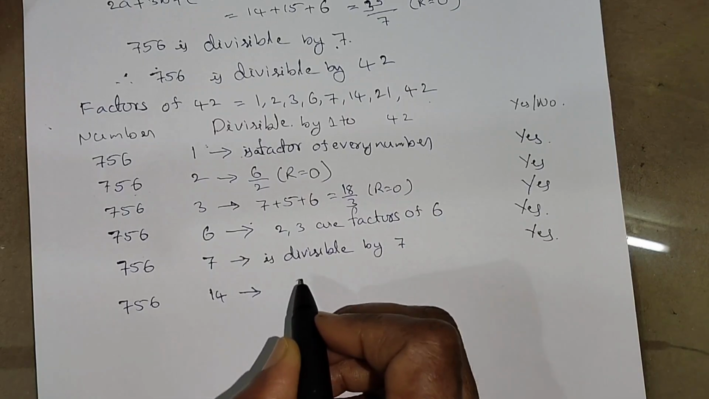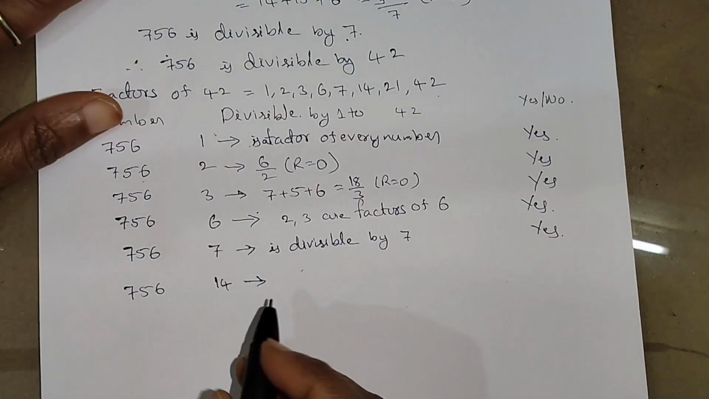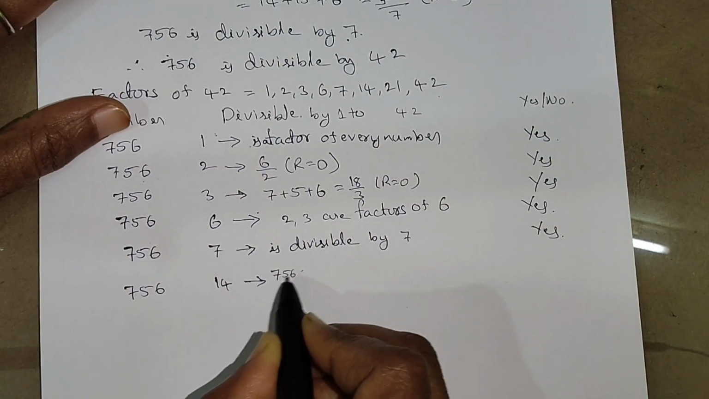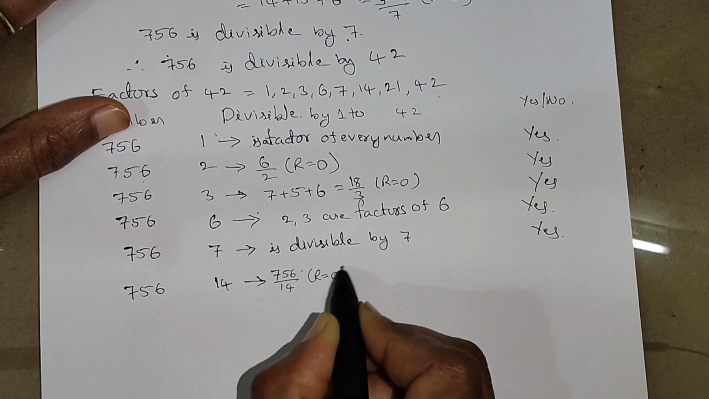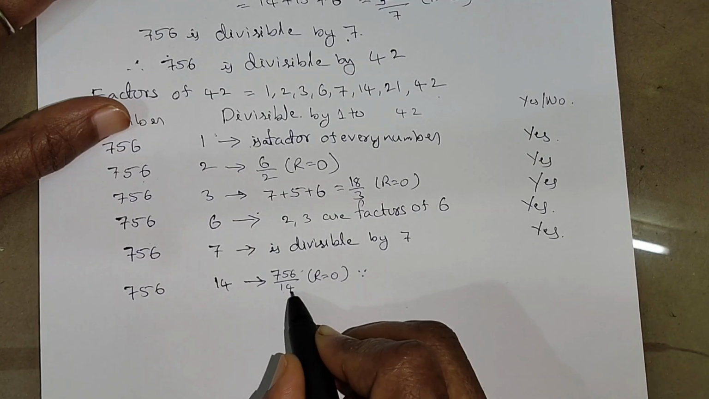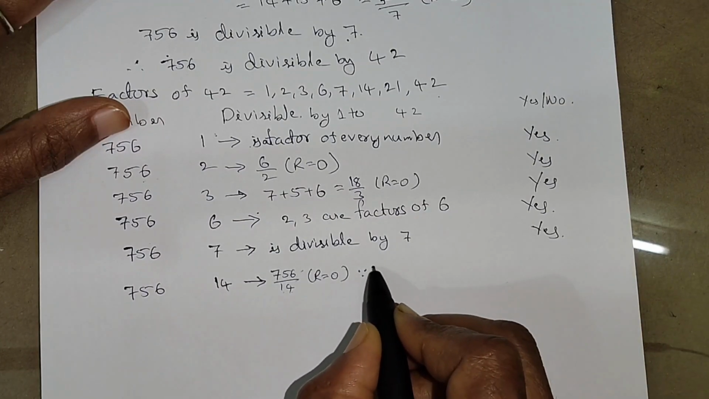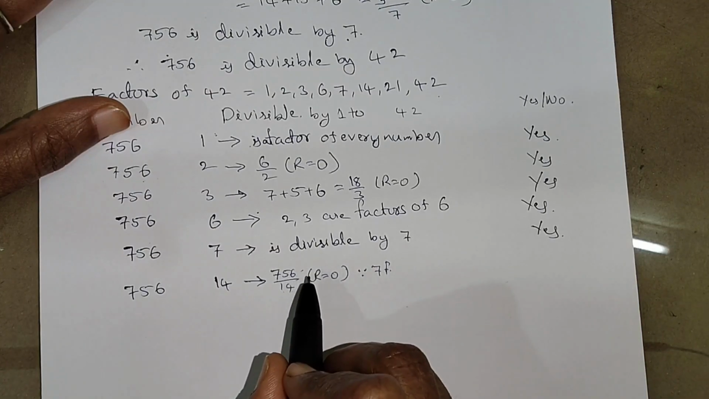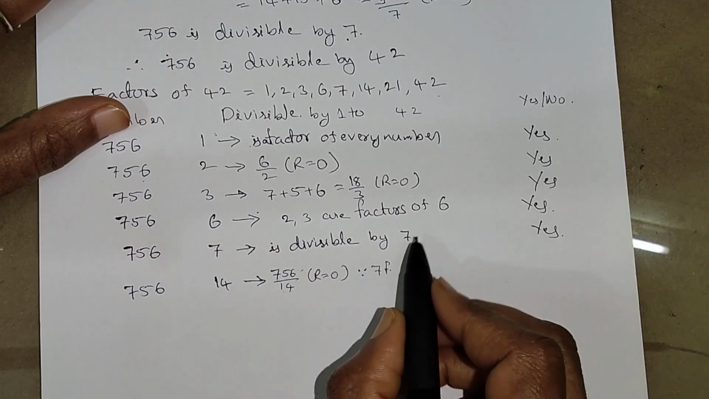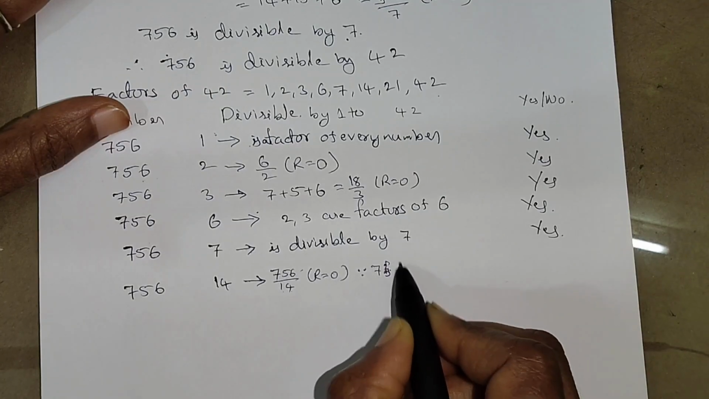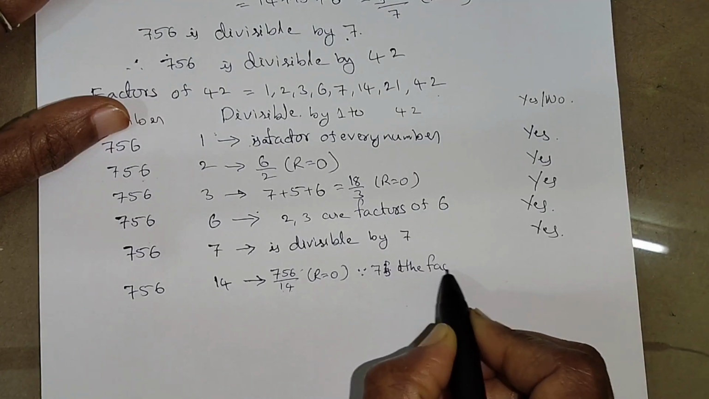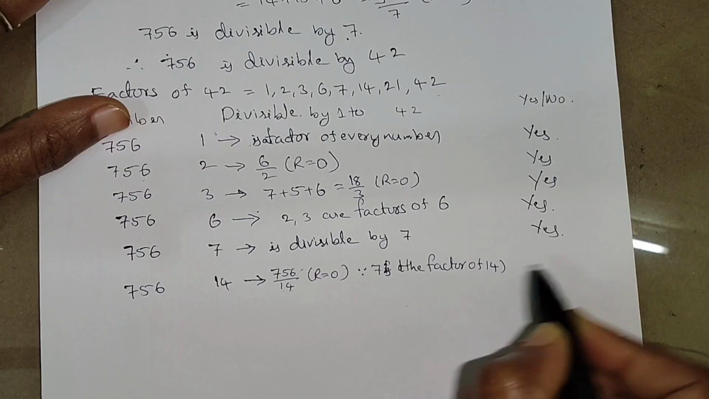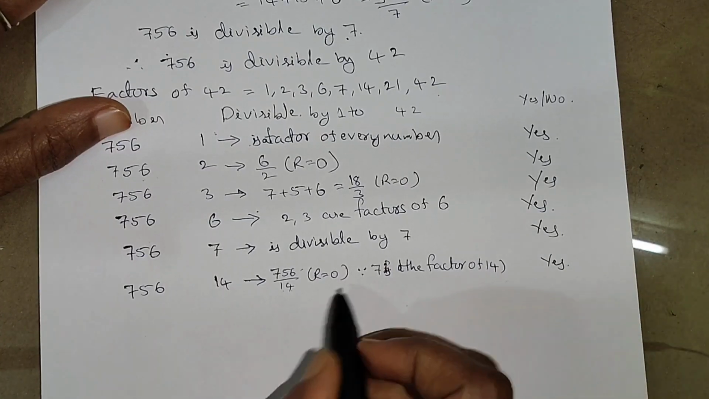So 14. 756 by 14, the remainder is 0. Since 14 equals 2 into 7, 2 and 7 are factors of 14. This number is divisible by 2 and 7. So yes, this number is divisible by 14.